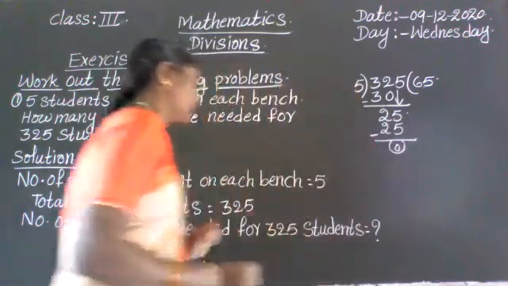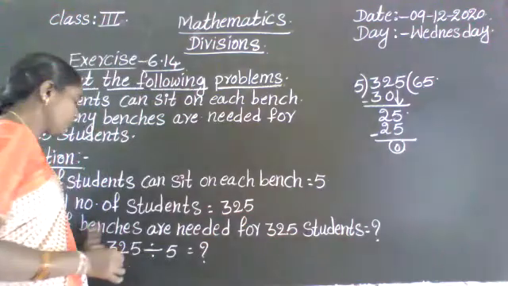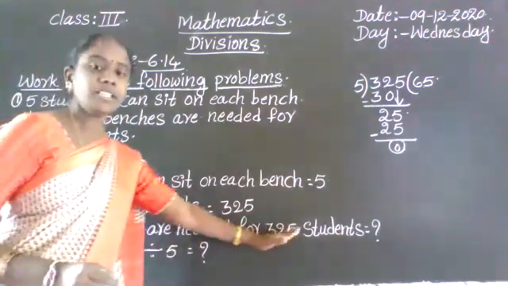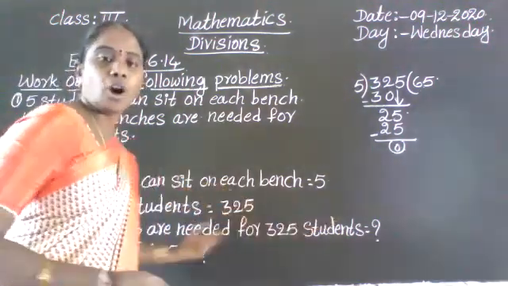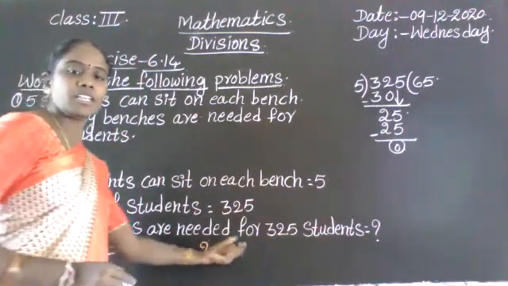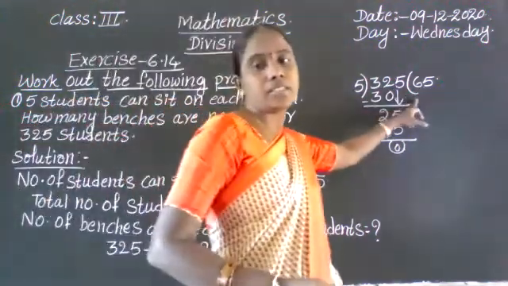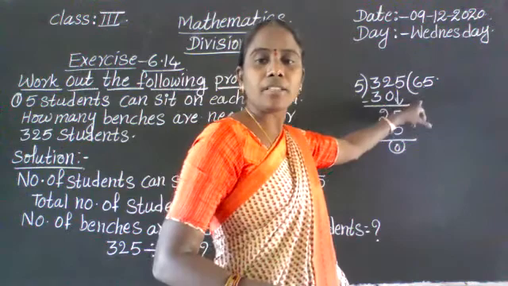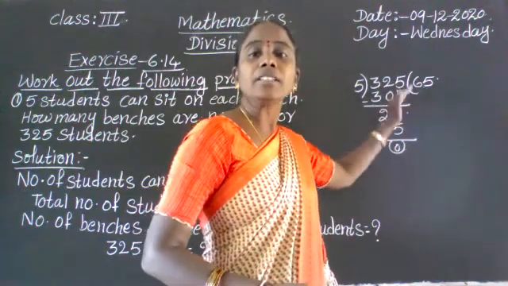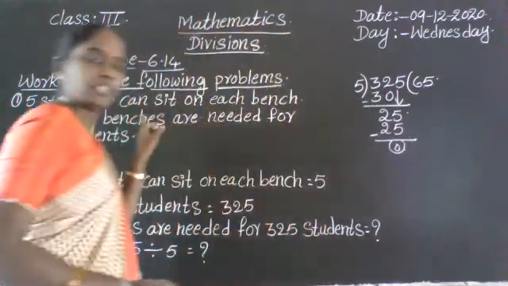Now, how many benches are wanted? Here, the number of benches needed for 325 students. How many benches are needed for 325 students? 65 benches. Okay, 65 benches are needed for 325 students. We found that one only.